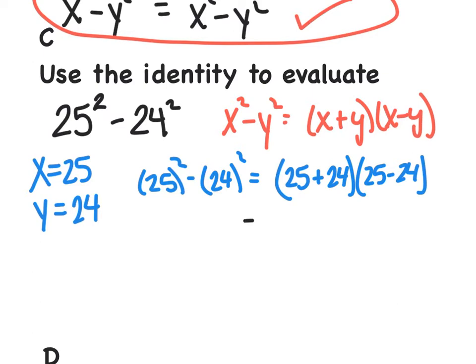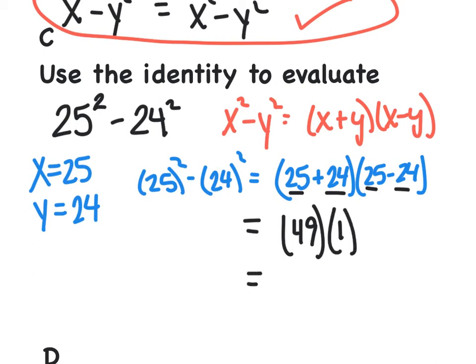Okay, and I just followed through with the x value, the y value, x value, y value. So now I'm going to keep cleaning up. I'm going to say 25 plus 24 gets me 49, and 25 minus 24 just gets me 1. So look how quickly we multiplied 25 squared minus 24 squared. That answer, it's pretty neat. To get 25 squared minus 24 squared, I just plugged it into this identity, and I did it without a calculator. I quickly got 49.